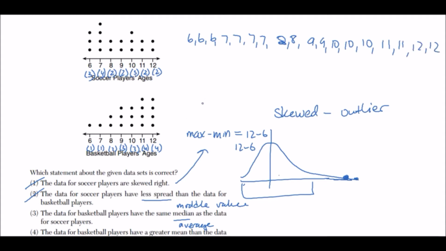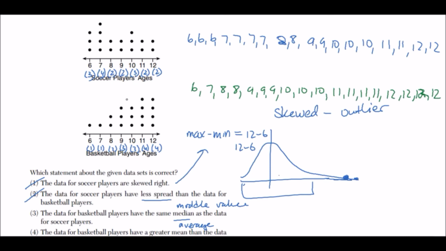And then for basketball, let's do that in green. We'll do 6 once, 7 once, 8 twice, 9 three times, 10 three times, 11 four times, and 12 four times. You could actually compute the median and the average for this if you want. But if we look at the general trend of the data, it certainly looks like the basketball players tend to be on the older side, whereas the soccer players tend to be on the younger side.